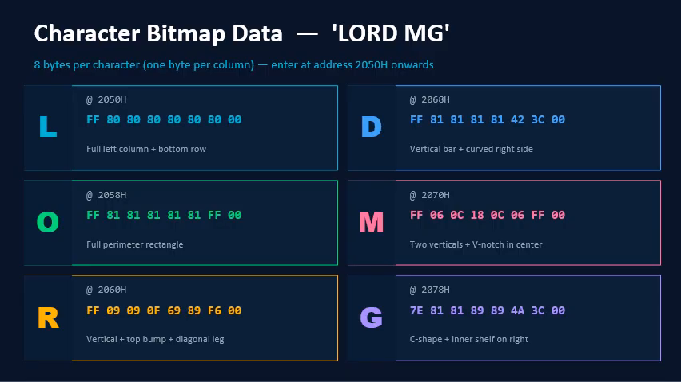Character bitmap data. Here we define the bitmap data for each character. Each character is represented using 8 bytes, where each byte corresponds to one column in the matrix. For example, L is formed using a vertical line and a bottom row, and O forms a rectangular boundary. A includes a diagonal leg. D has a curved shape. M has a V-shaped center. G includes an inner segment. These binary patterns determine which LEDs glow.